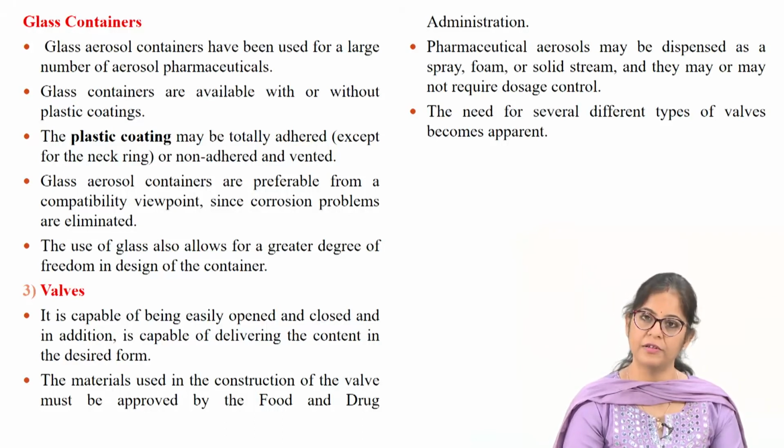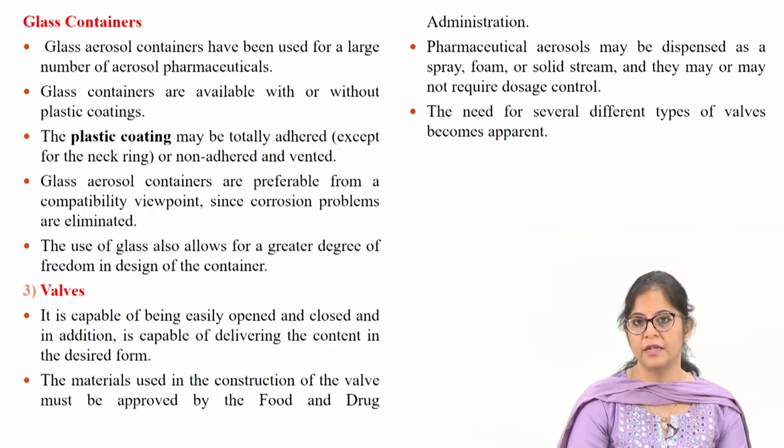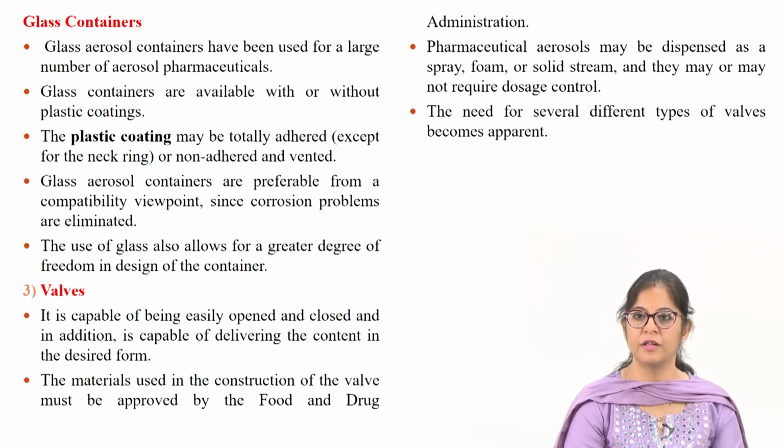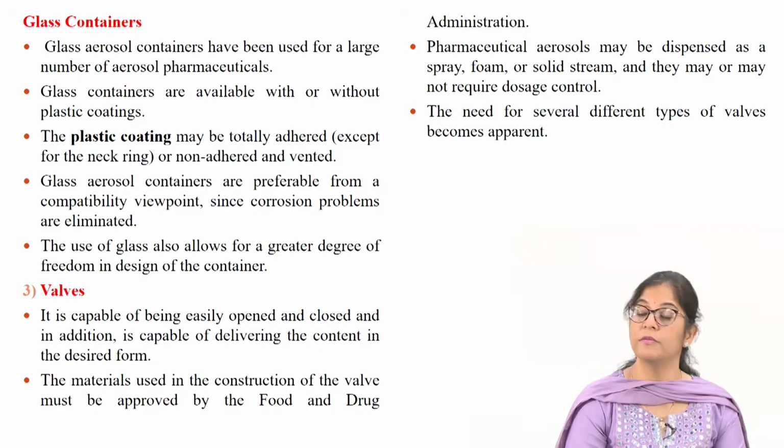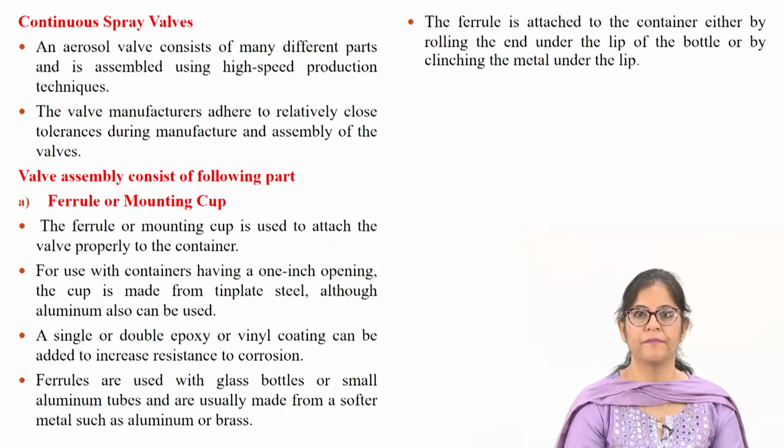Next part of the system are the valves. A valve is capable of being easily opened and closed, and in addition is capable of delivering the content in the desired form. The material used in the construction of the valve must be approved by the FDA. The pharmaceutical aerosols may be dispensed as a spray, foam or solid stream. The need for several different types of valves thus becomes important.